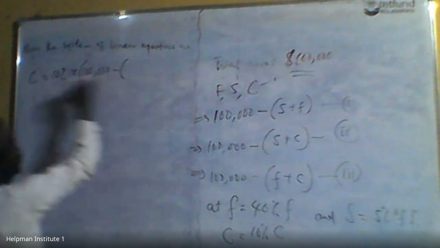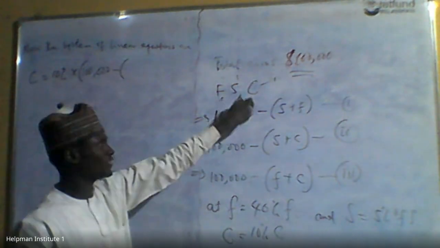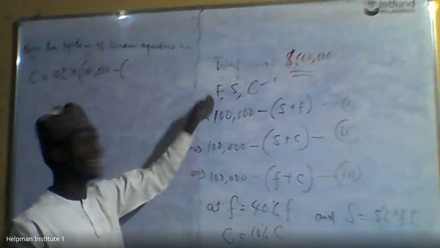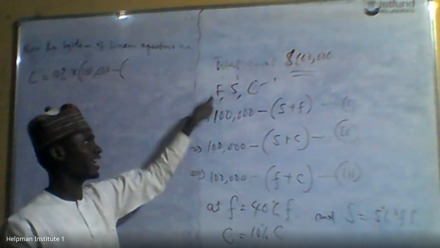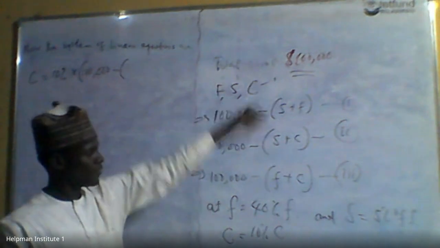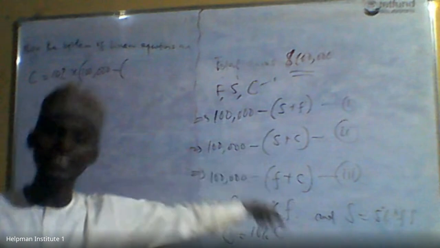So since we are computing the C part, we are going to subtract F and S. If we are taking S, the state level, we are going to subtract F and C. I've already demonstrated it here. Are we seeing it?